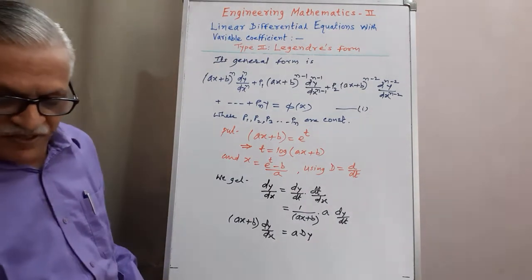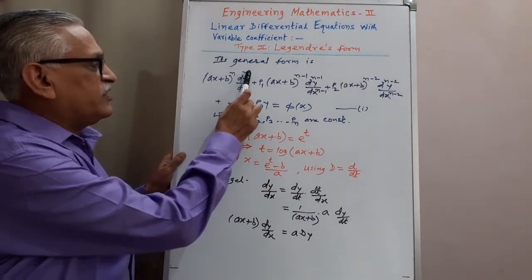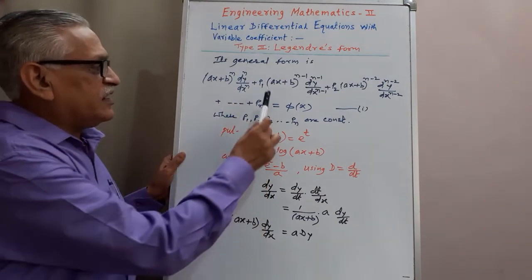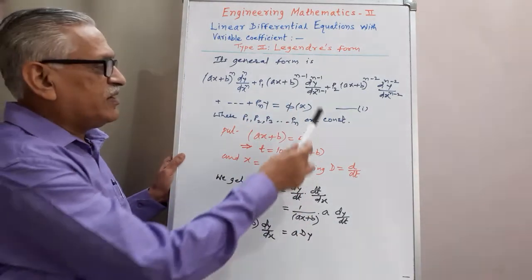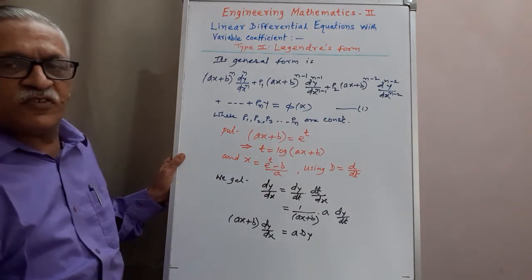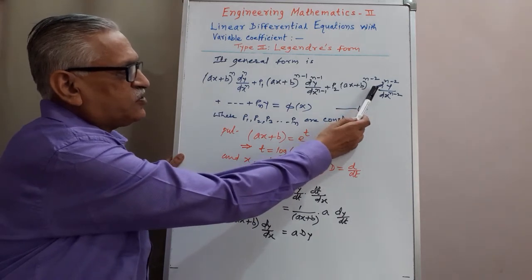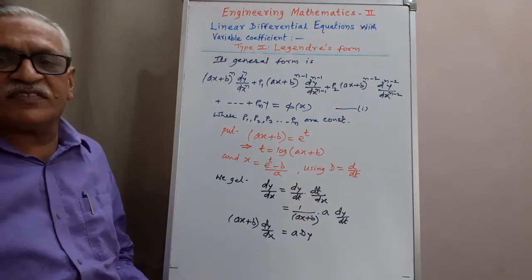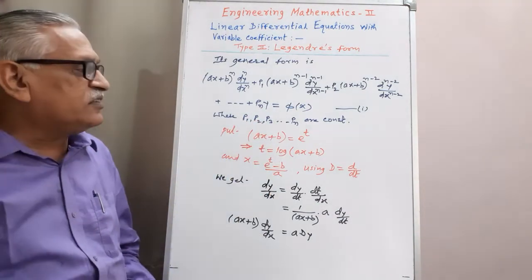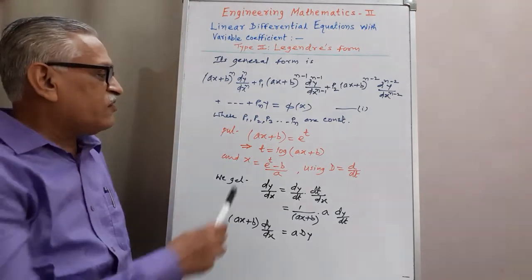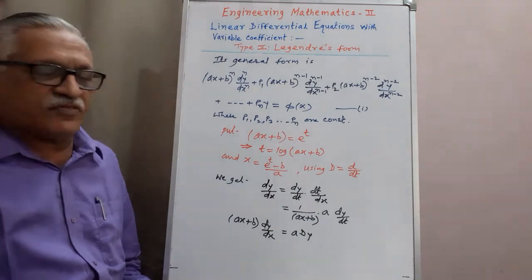Our equation's general form is (ax+b)^n times the nth derivative of y with respect to x. Next term, p1 (ax+b)^(n-1) multiplied by the (n-1)th derivative of y with respect to x. Next, p2 (ax+b)^(n-2) multiplied by the (n-2)th derivative of y with respect to x, and so on. The last term is pn y, equal to some function of x, where p1, p2, p3 up to pn are all constant terms.